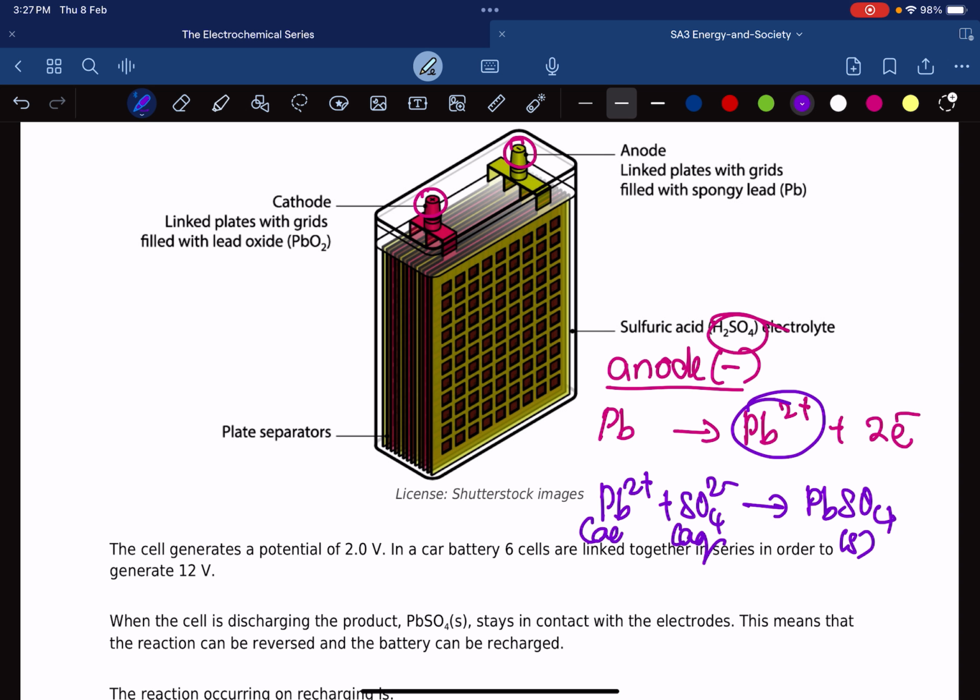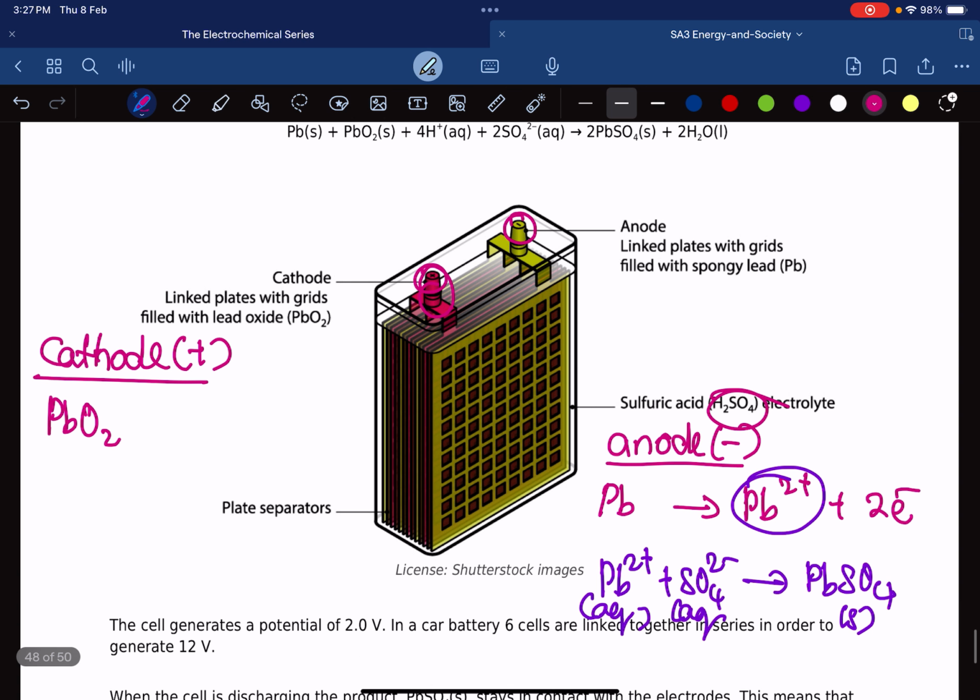Okay, so you get lead sulfate forming at the anode. Meanwhile, at the cathode, okay, the cathode is this one here. We have lead oxide, okay, lead 4 oxide. So lead 4 oxide is like Pb4+ and oxygen. When you combine together, you get lead 4 oxide.